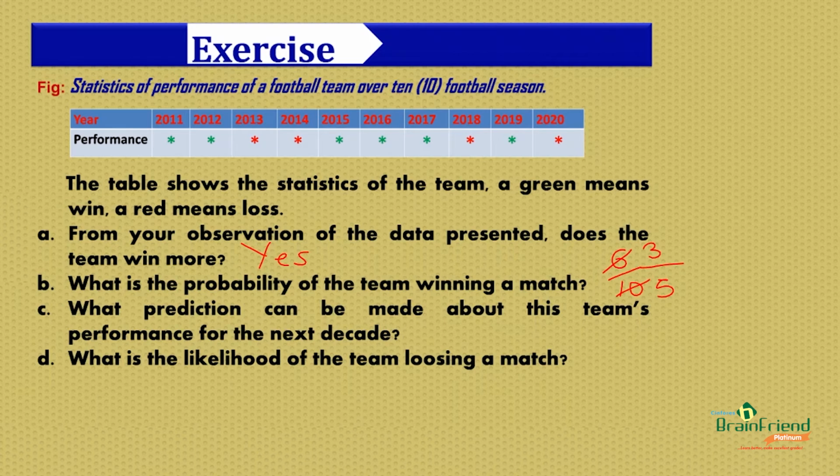And lastly, question D says, what is the likelihood of the team losing a match? Now, from our records, we have 4 losses out of 10 seasons. That is 4/10. And we can reduce this to 2 and 5. So, our probability or the likelihood of the team losing a match is 2/5. If these were your answers, you are correct.